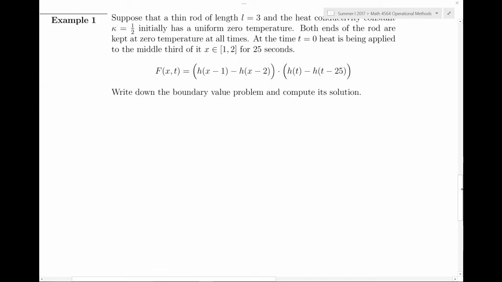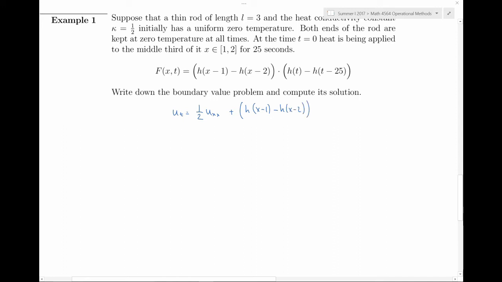Since it's a heat conduction problem, we have to start with the heat equation. Kappa is 1/2, and the function f is given to us as a heat only applied on the interval from 1 to 2.